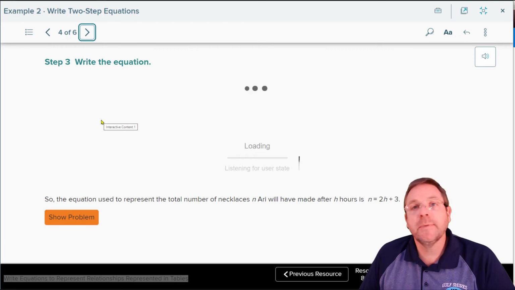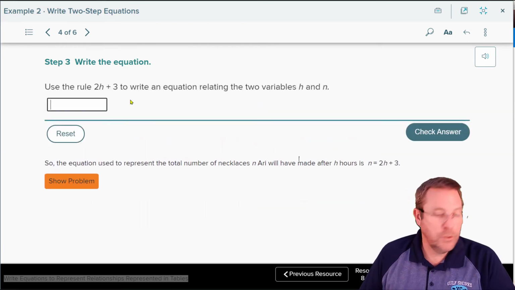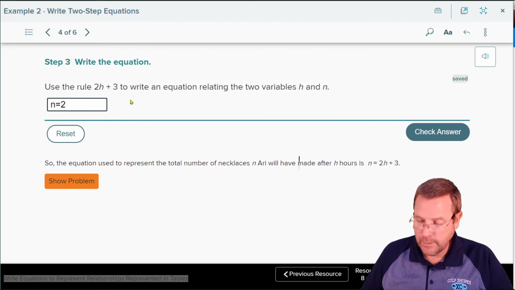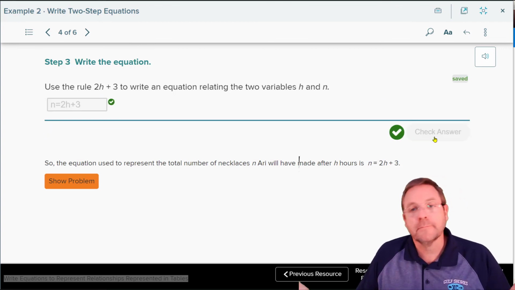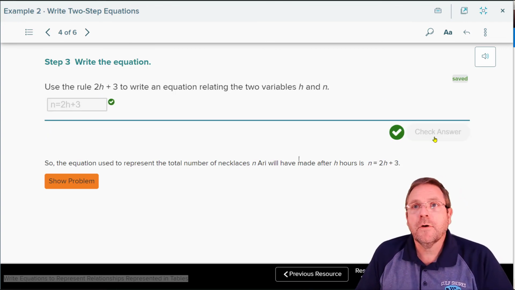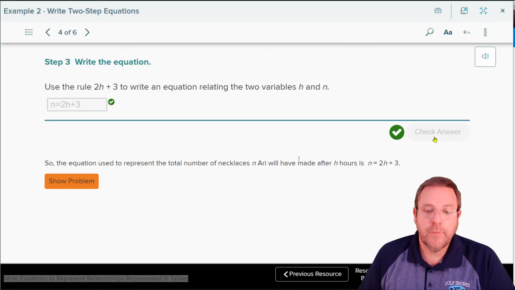Last step is going to be to write that as an equation. So they like to put the n first, so n is equal to 2 times h plus 3. Check our answer, and the answer checks. These aren't really hard once you take the time to really look at them and think about how everything's piecing together, but you do have to think about it a little bit.